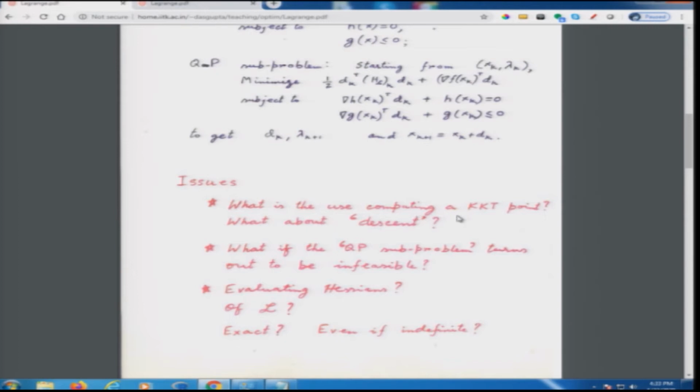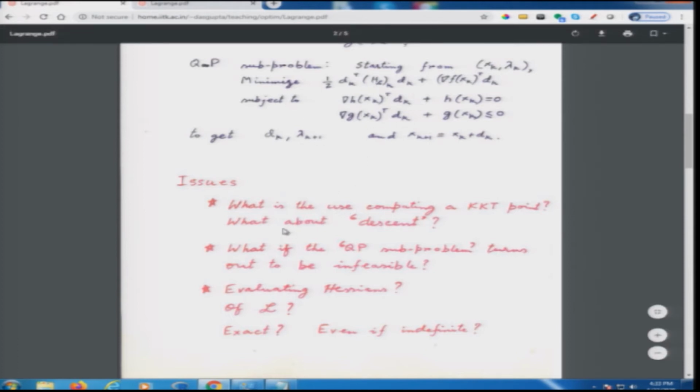Because we want a minimum. A KKT point is not necessarily a minimum. Of course, the way a quadratic programming problem is solved through descent steps, you have some idea of going not only to a KKT point, but also to a genuine minimum point. But where in this whole thing are we trying to ensure something called descent?